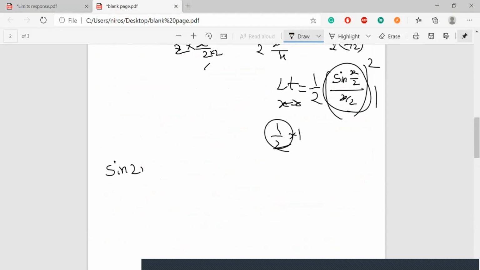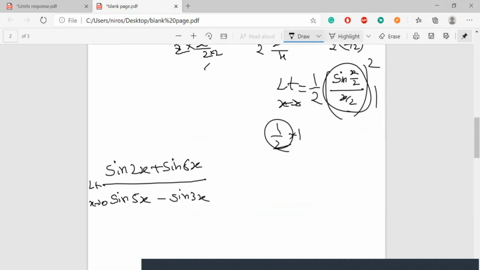See, here we have sine 2x plus sine 6x by sine 5x minus sine 3x, limit x tends to 0, right? As I told before, whenever there is sine of any multiple, just multiply and divide by the angles. 6x into 6x, 5x into 5x by 3x into 3x. I can do this one. Wait. See it and tell correctly. Can I do this one or not?